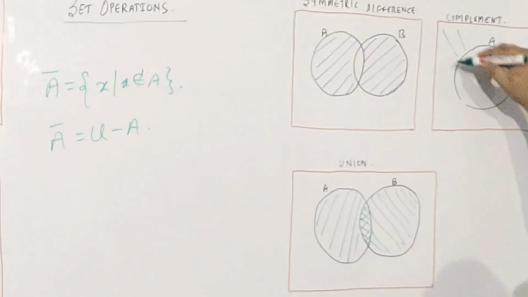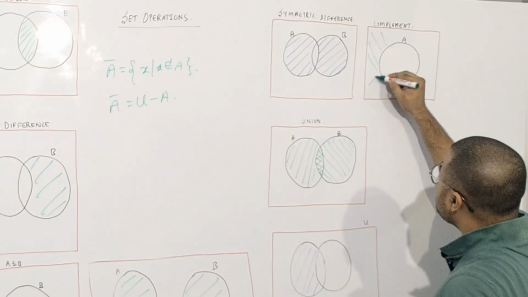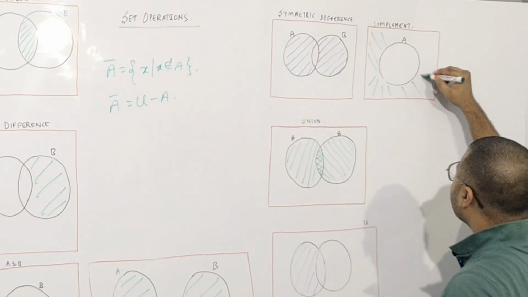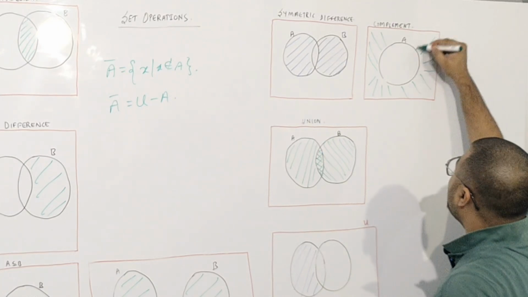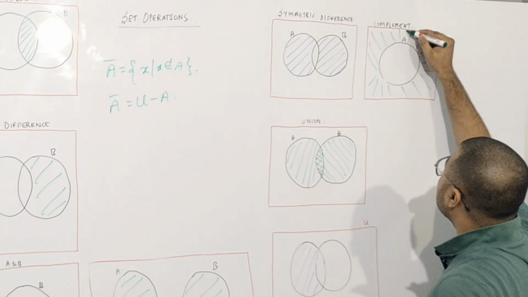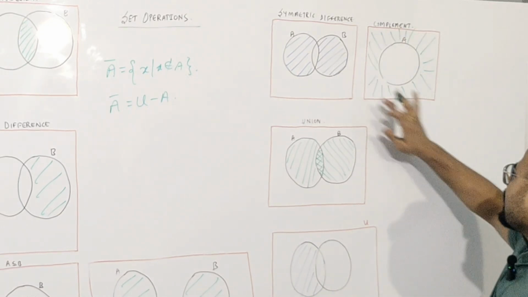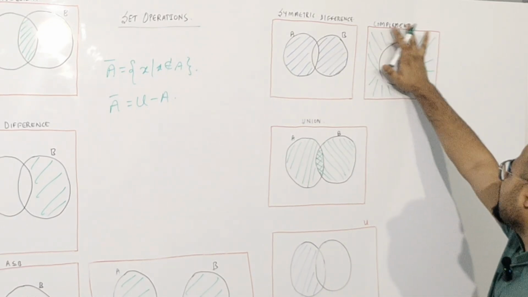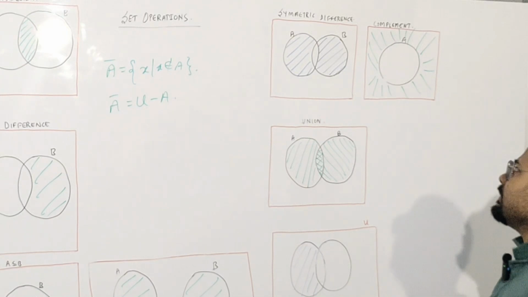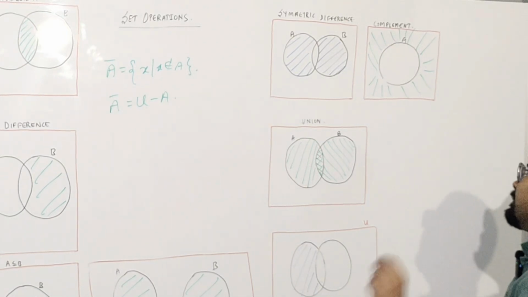Right? So A complement is all of this region. Apart from A, everything. That is your A complement. Every element in this region is an element in A complement.